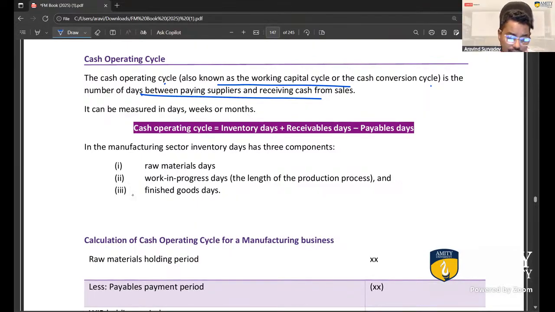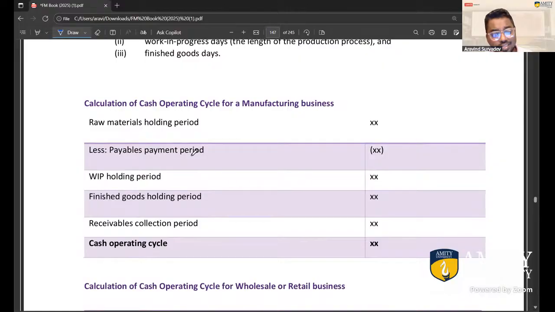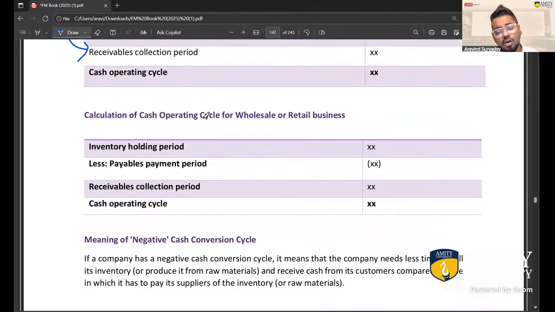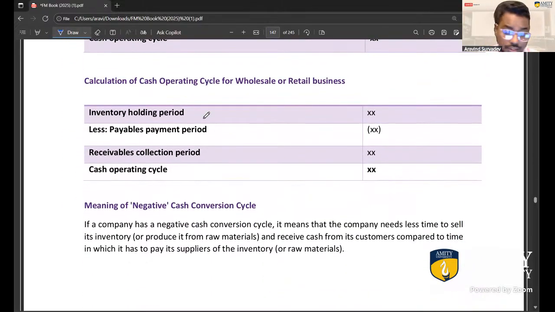Right. So the calculation of the operating cycle for a manufacturing business, check it out. Raw material holding period, minus payable payment period. Not necessary, you can put this at the end also, no problem. You can see the only difference is that the inventory holding period would be split into three: raw material days, work in progress days, and finished goods days. Now, the calculation of the cash operating cycle for a wholesale or retail business: inventory holding period, less payable payment period, plus receivable collection period gives you the cash operating cycle.